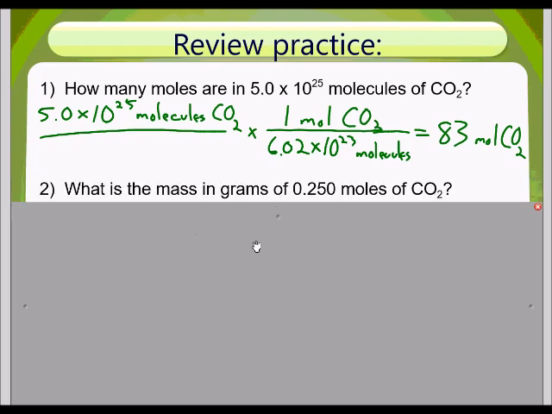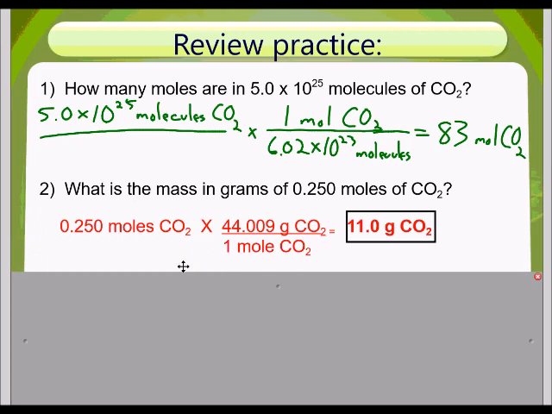Now, try on your own. What is the mass in grams of 0.250 moles of carbon dioxide? You should have gotten this. We started with 0.250 moles of carbon dioxide. So we're going from moles to mass, so we need the mole to mass conversion factor. 1 mole will be on bottom. Carbon dioxide is 44.009 grams in 1 mole. We multiply those across, we get 11.0 grams carbon dioxide for our answer.